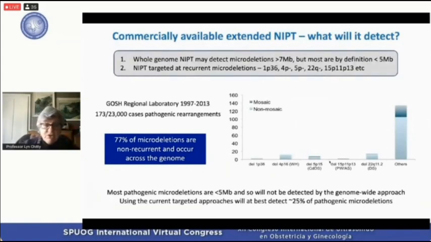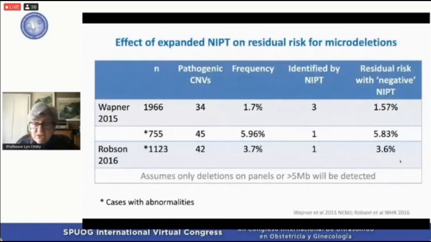Lo que hacemos en el laboratorio es mirar aquí los cromosomas con las redisposiciones patogénicas, y un 77% de estos no son recurrentes y están distribuidos en el genoma, tal como se ve en esta diapositiva. Aquí tenemos las formas recurrentes, las que tienden a presentarse en los paneles de NIPT que pueden obtenerse comercialmente, y aquí tenemos la vasta mayoría, las cuales no va a detectar en las plataformas actualmente disponibles. Recordarles que estas microdeleciones patogénicas son menos de 5 megabases, entonces no van a ser detectadas con el abordaje de genoma completo, y utilizando los abordajes dirigidos, a lo mejor un 26% de las microdeleciones patogénicas estarán disponibles y serán detectadas.